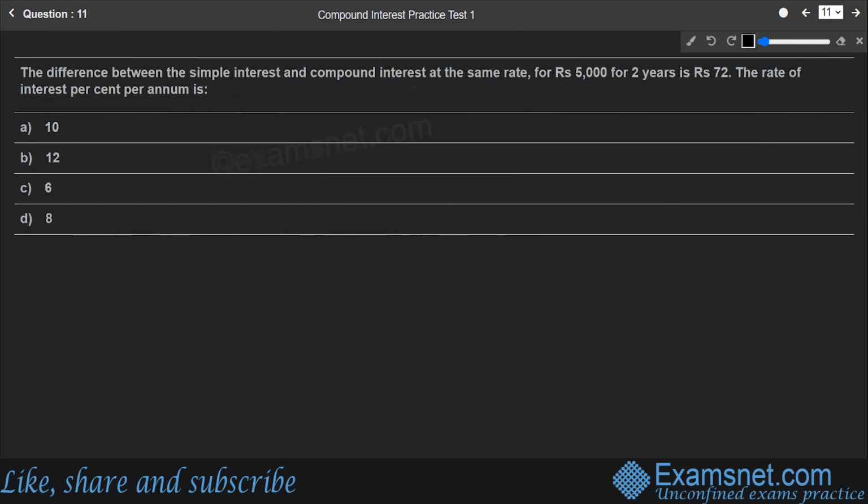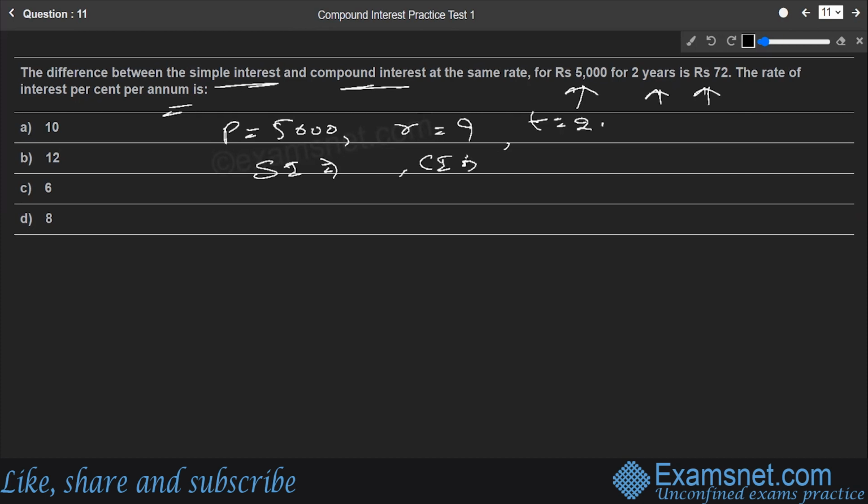Okay. They say the difference between the simple interest and compound interest at the same rate for rupees 5,000 for 2 years is 72. The rate of interest per annum percent is. Okay. So what they are asking for, the principal value is 5,000 rupees. The rate of interest is to be calculated, and they have compared two schemes. One scheme is simple interest. If you go for this, then the simple interest can also be calculated, and compound interest can also be calculated. The time value is 2 years for both of them.